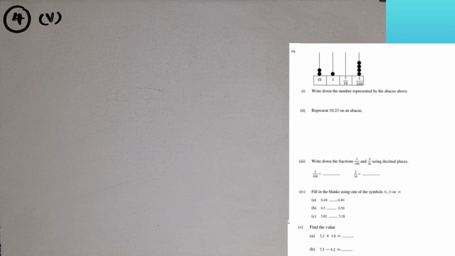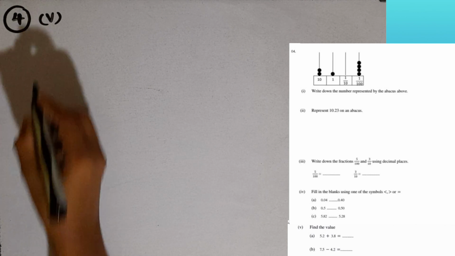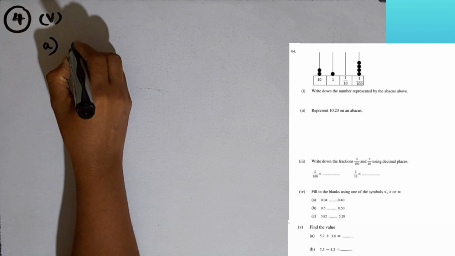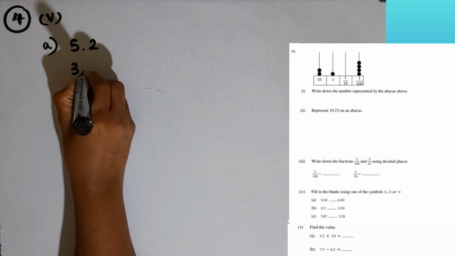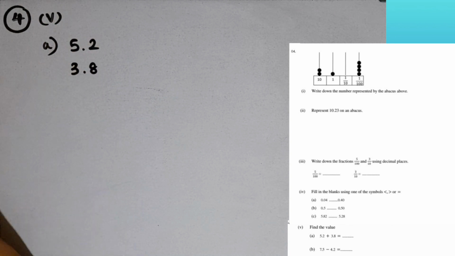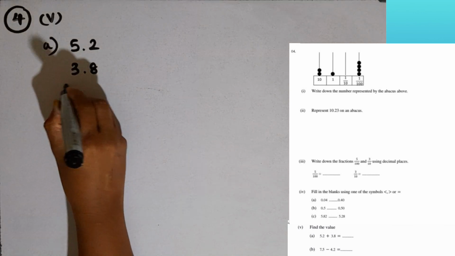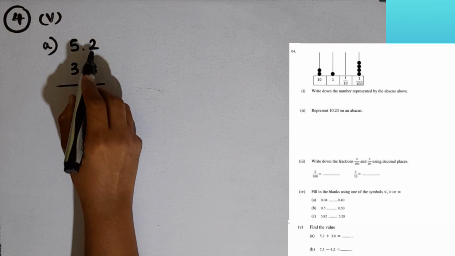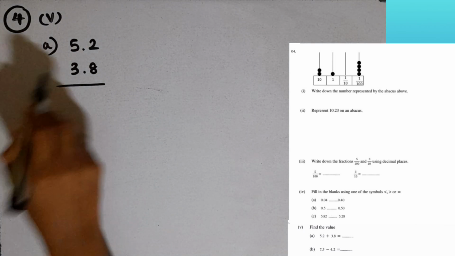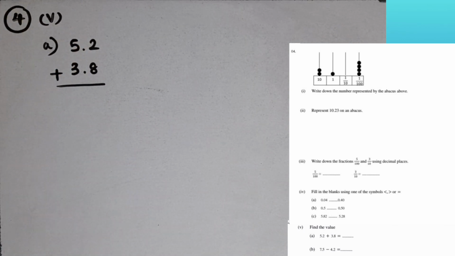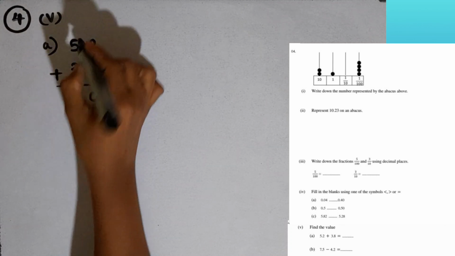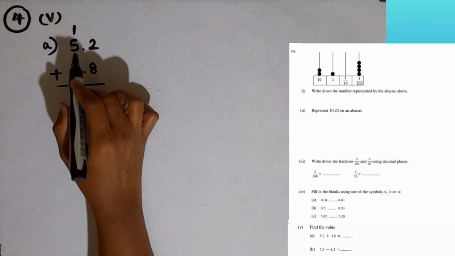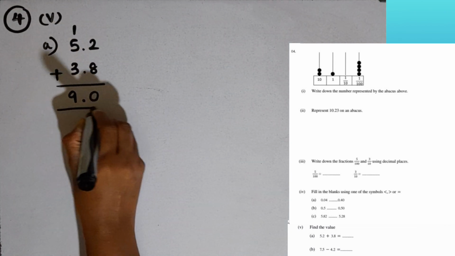Find the value. We are given these two decimal numbers to add and subtract. First one is this one, 5.2 plus 3.8. It is better to write the decimal numbers one below the other when you are adding or subtracting them, with the decimal places and the decimal point one below the other, like this. So we can add now. 8 plus 2 is 10. Then we put a 0 here, then the decimal point. Then take 1 here. Then the answer is 9.0.